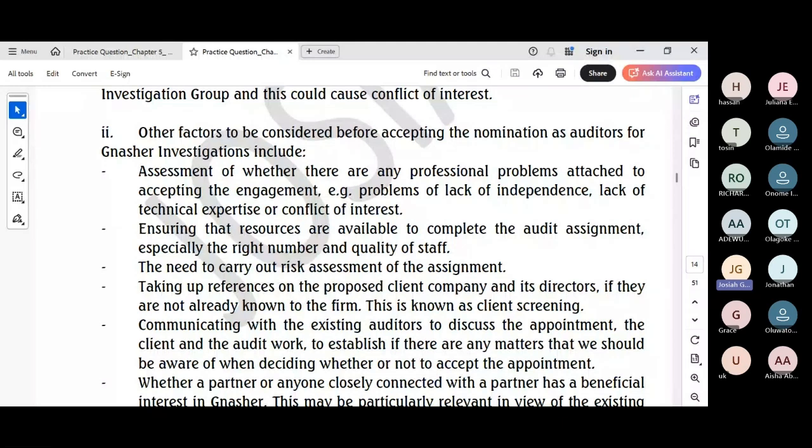The technical competence of your firm: do you have the skills to audit this kind of industry? Do you have enough staff, speaking to availability of human resources? Then the ethical considerations: are there any other independence or conflict of interest issues?